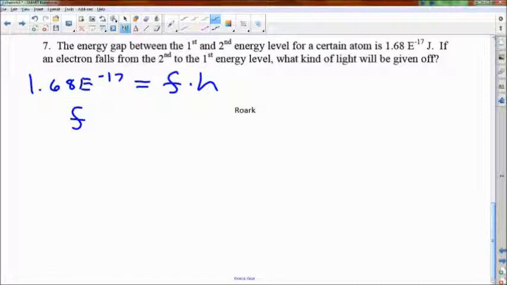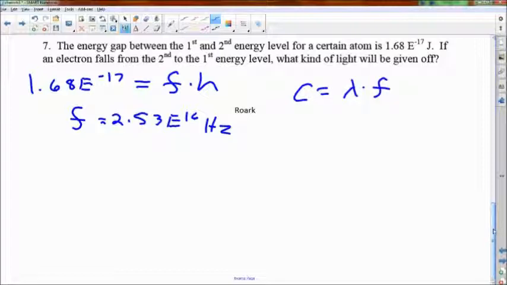And that gives us a frequency of 2.53 e to the 16th hertz. Now from that, you might be able to look on your spectrum and see what kind of a wave that'll be. I think about it a little bit easier in wavelength, so I'm going to go ahead and convert that to a wavelength using the speed of light equation.